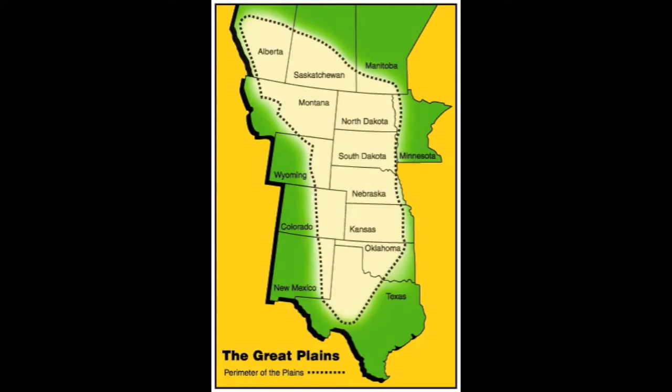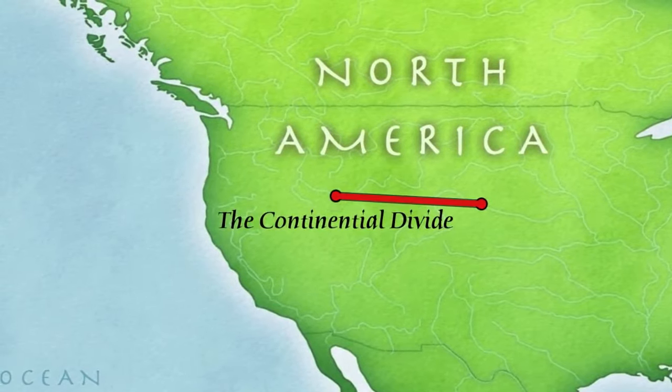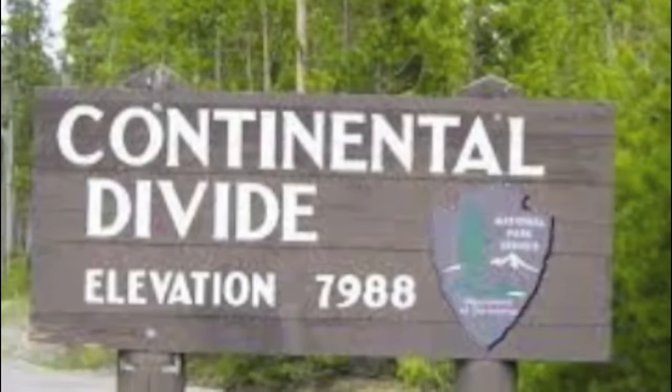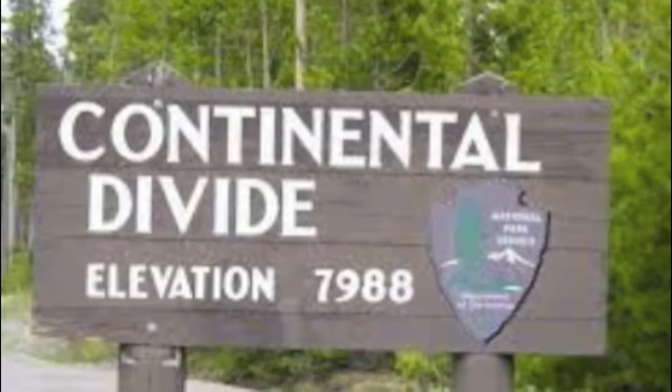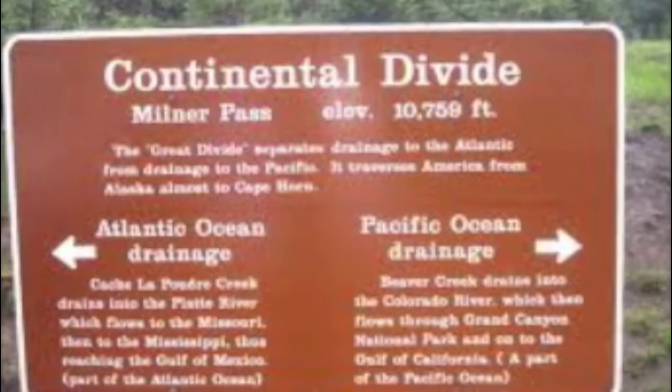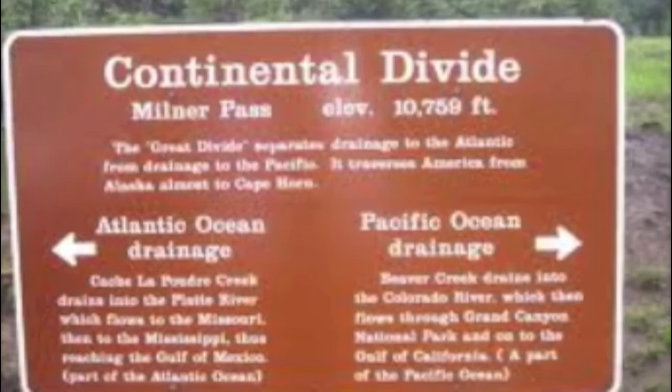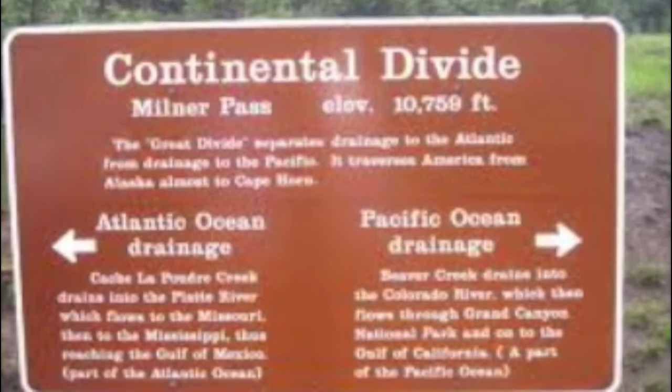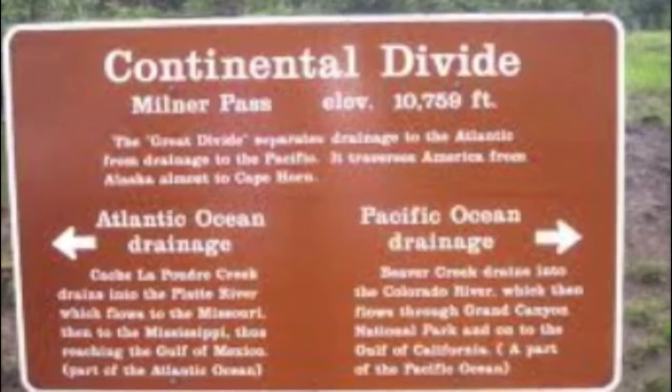The Continental Divide is an imaginary line in the United States that is home to the Rocky Mountains. Rivers on the eastern side of the Continental Divide flow to the Atlantic Ocean or the Gulf of Mexico. The rivers on the western side of the Continental Divide flow to the Pacific Ocean.